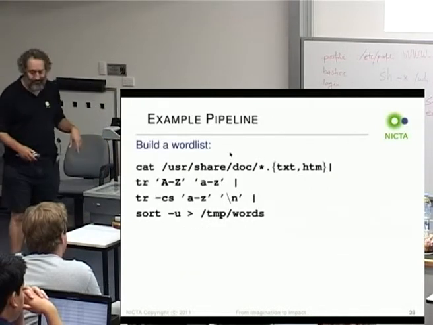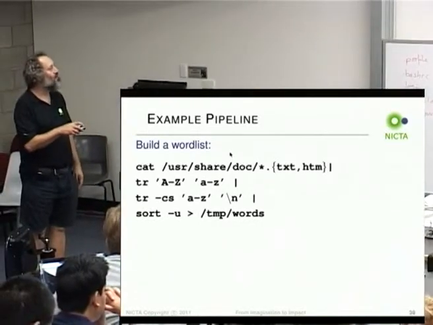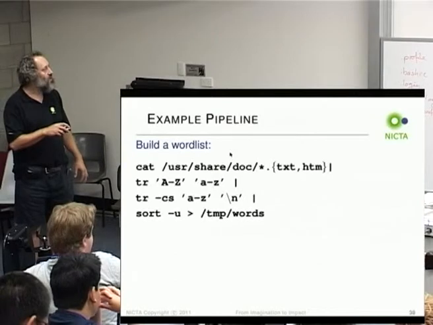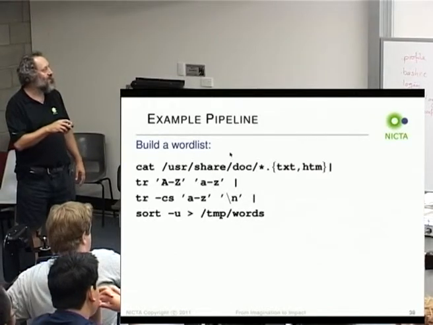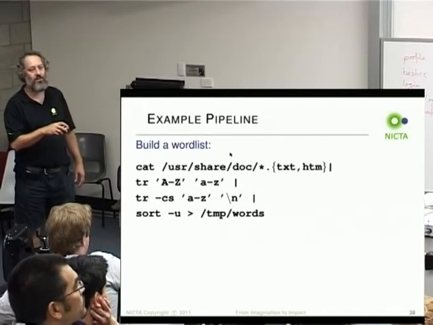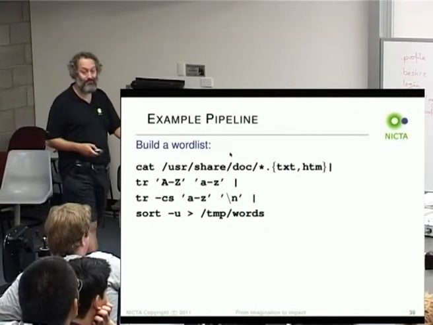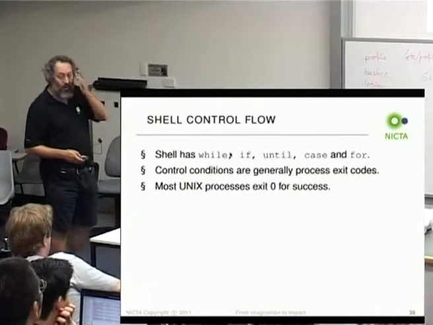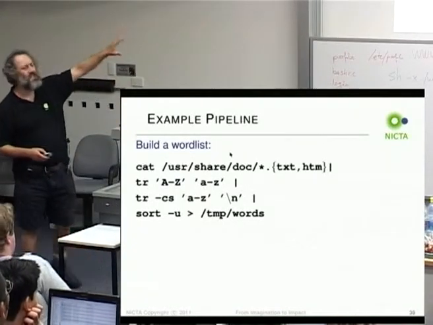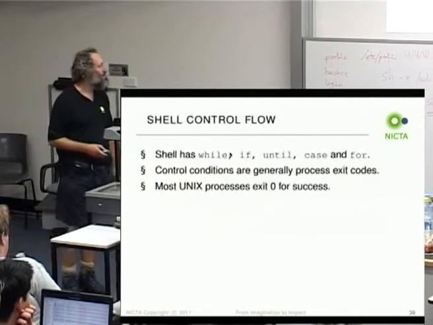So here's an example pipeline. I'm not suggesting you do this, but what we're going to do here is concatenate everything that's in the documentation that's text or HTML, translate capital letters to lowercase letters, complement the set and convert anything that isn't a lowercase letter into a new line, and then sort it. So then we've got a word list, right? That word list we might use later. Maybe you should do it. No, we won't do it, because I designed this for a system which is not a general Unix system, so you probably haven't got any text files and so forth in your thing.